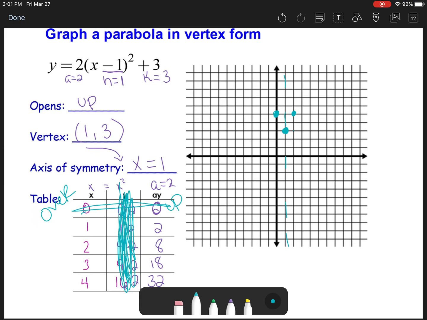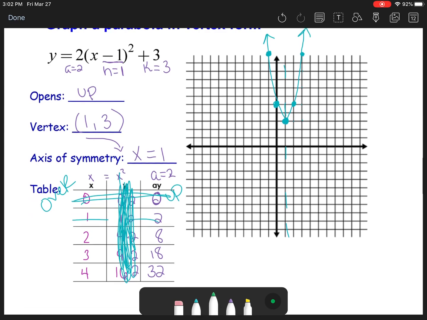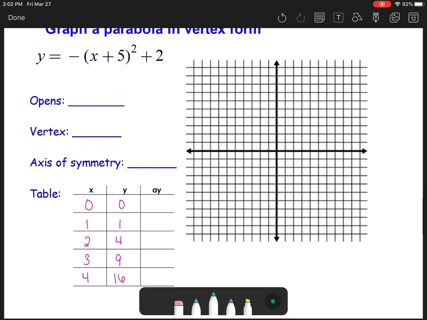And then we're going to go over 2 and up 8. Over 2, up 2, 4, 6, 8. And it looks like that is the last point that will fit. So we don't need to use the rest of the table. We just need to connect our points, and there's our graph. So that is how we graph vertex form. We're going to look at a couple more examples.